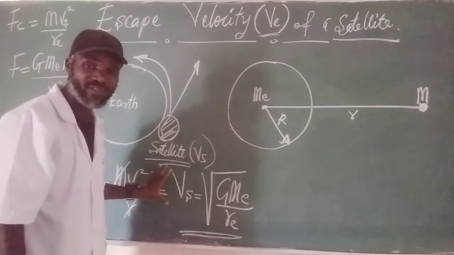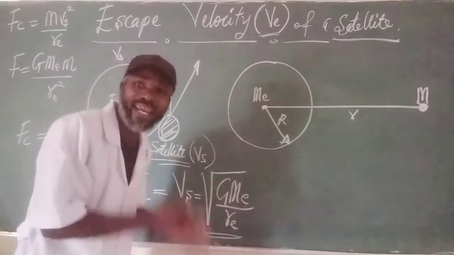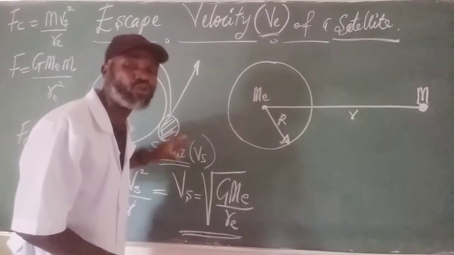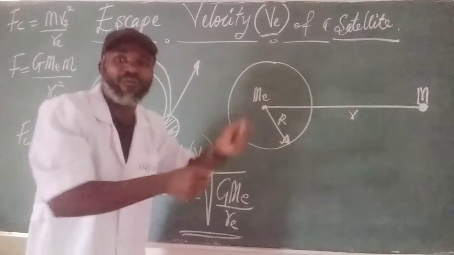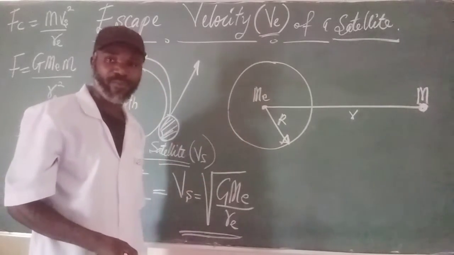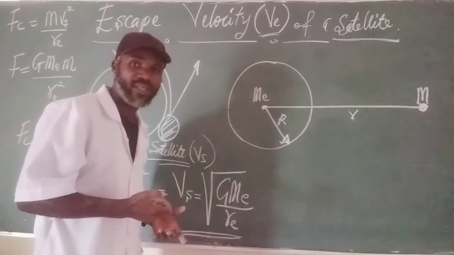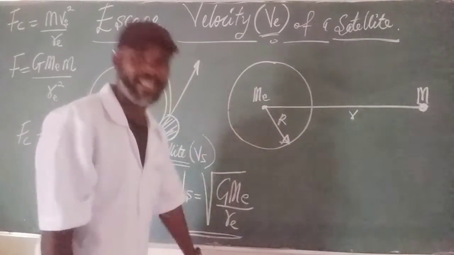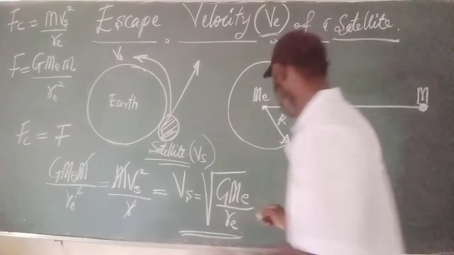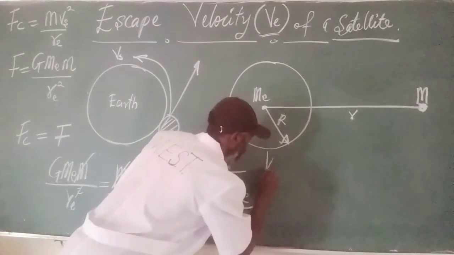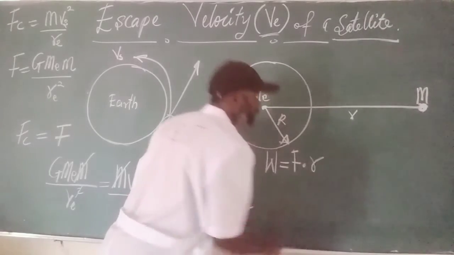Now we have found this. There is need for us to know the amount of velocity required for this satellite to move away completely from the grip of the gravitational pull of the Earth. And for us to do that, some amount of work needs to be done by the satellite. If that is the case, we need to redefine some other things, and that becomes work done is equal to F times distance.